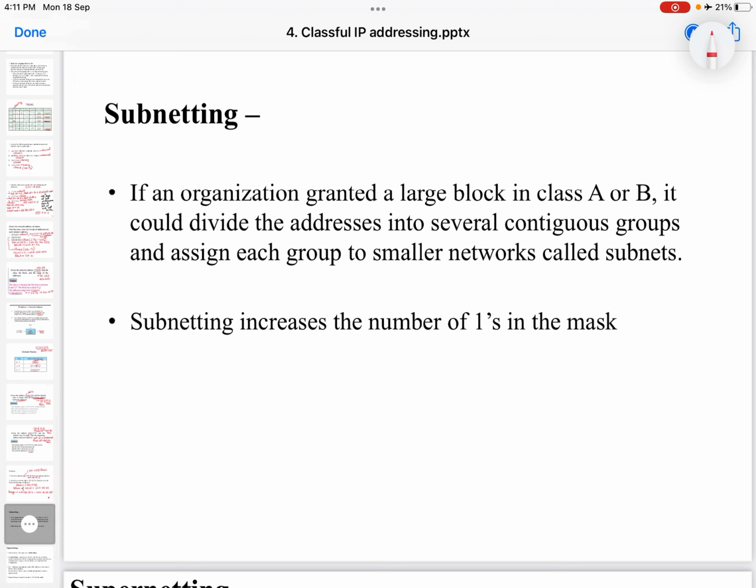Subnetting. If an organization is granted a large block in class A or B, it could divide the addresses into several contiguous groups and assign each group to smaller networks called subnets. Subnetting increases the number of ones in the mask.